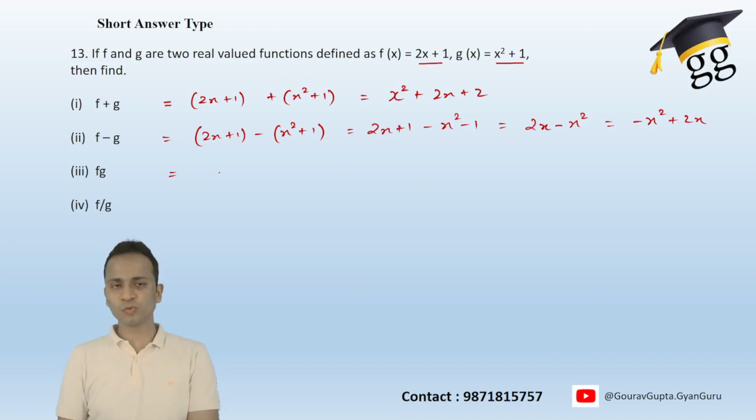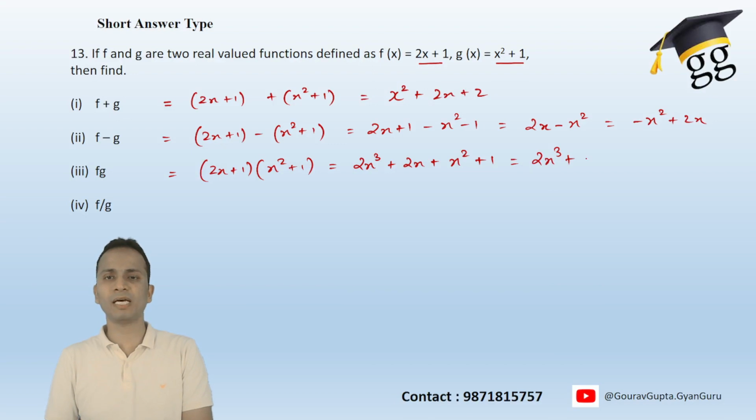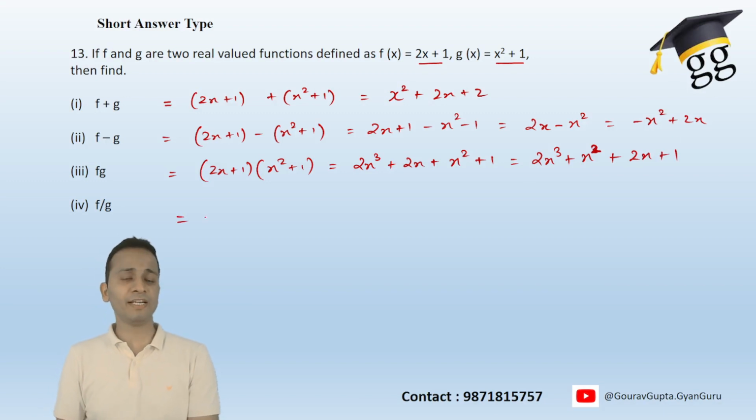You may write it as minus x square plus 2x, both are equally good, you will get the marks. Okay? Now the next one, the multiplication, be very careful. 2x plus 1 multiplied by x square plus 1. In the booklet the answer is given wrong, it is a misprint, there is no other problem. So open the bracket carefully, it will be 2x cube plus 2x plus x square plus 1. Rewriting it as 2x cube plus x square. So in the book x cube is written here, plus 2x plus 1. Right? And finally, f upon g. So 2x plus 1 upon x square plus 1.